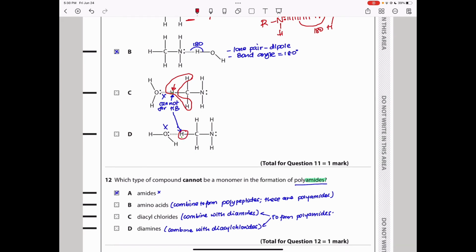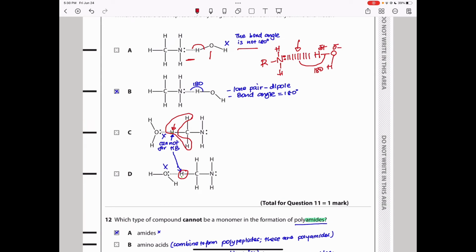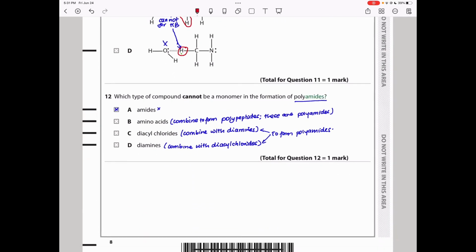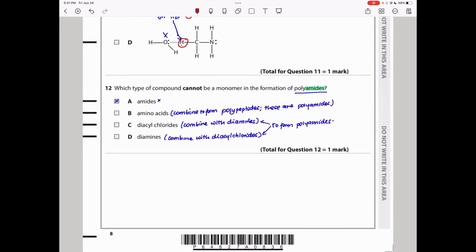So the only correct answer is part B, because you can see there is a lone pair here on the nitrogen of the amine, and on the other side we see there is a water molecule connected. So the lone pair here and the hydrogen bond connecting to the hydrogen, and that bond angle is 180, so that should be the correct answer, B. The next part says which type of compound cannot be a monomer in the formation of polyamides, basically.